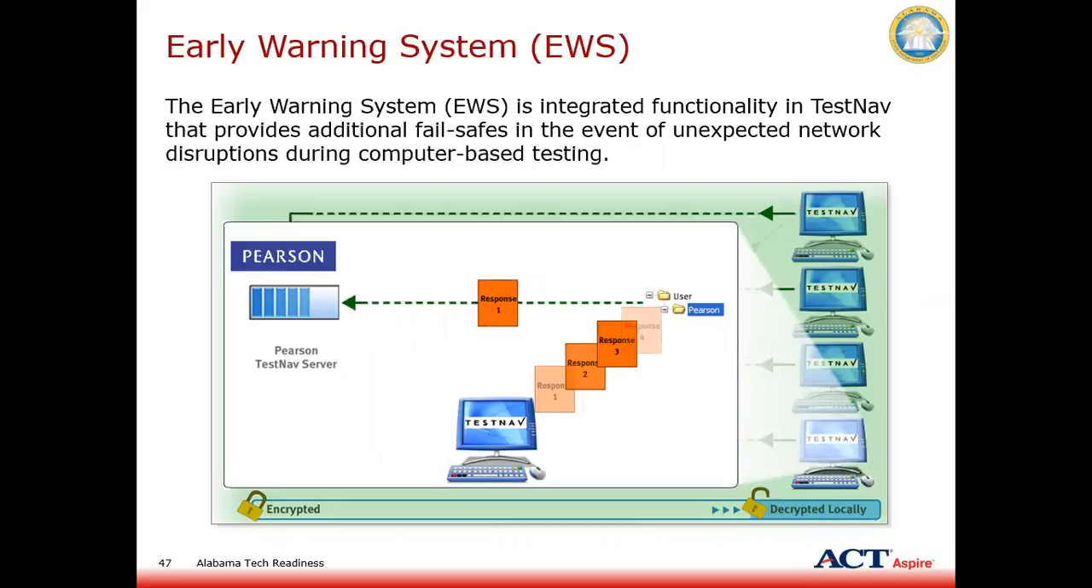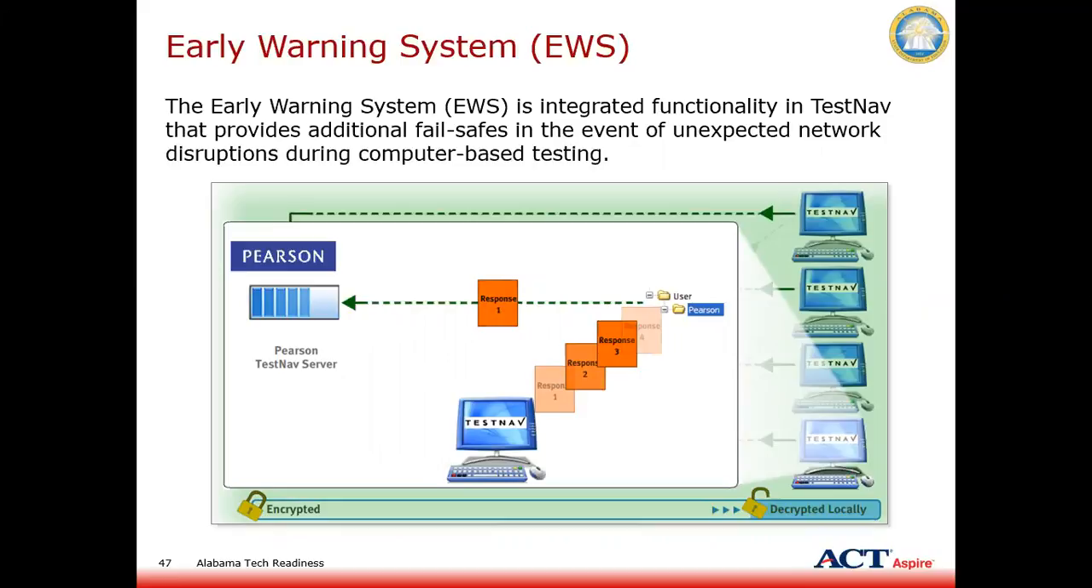So if there's ever an event that occurs, the early warning system will have a pop-up notification that appears on the student's computer, at which point it tells them to alert their test proctor. This is the room supervisor. We'll show you a few examples of the early warning system here in a few slides.